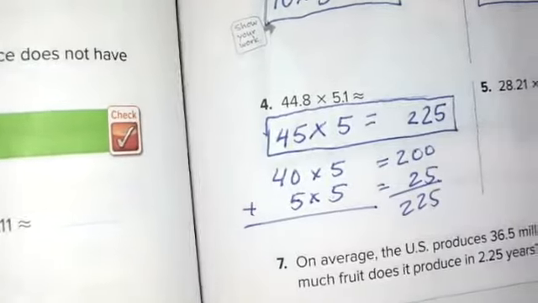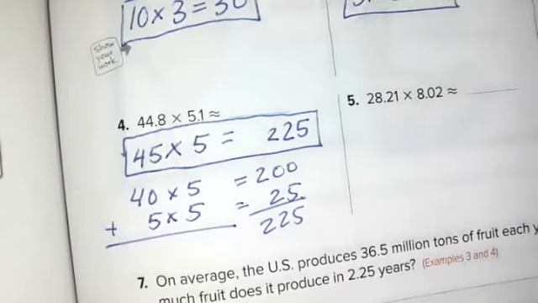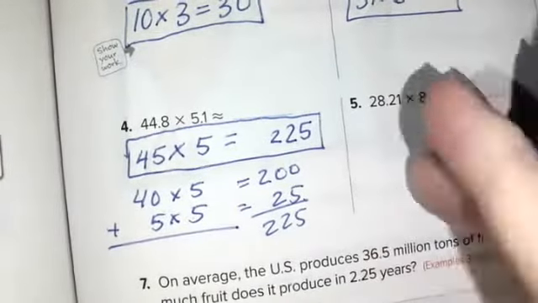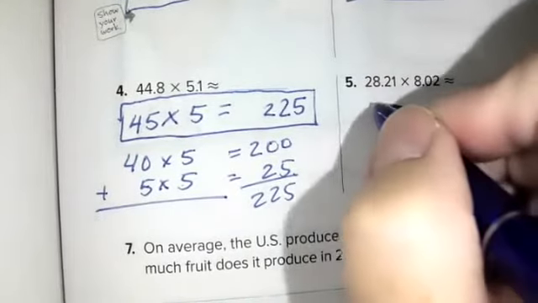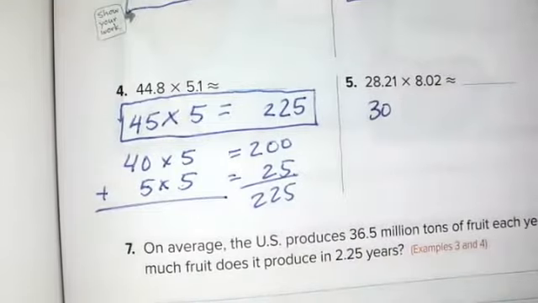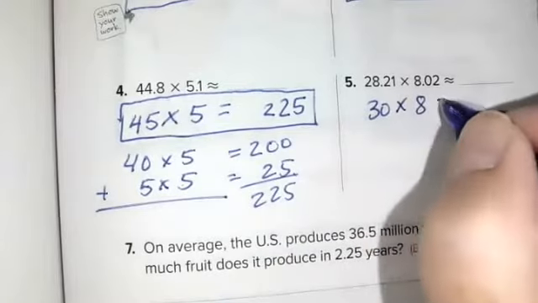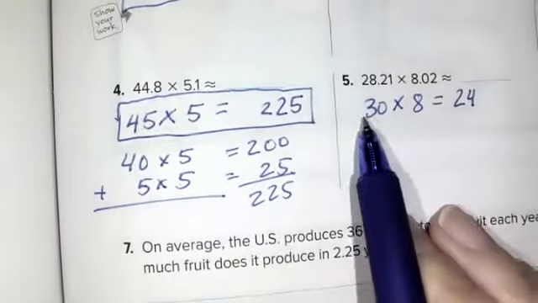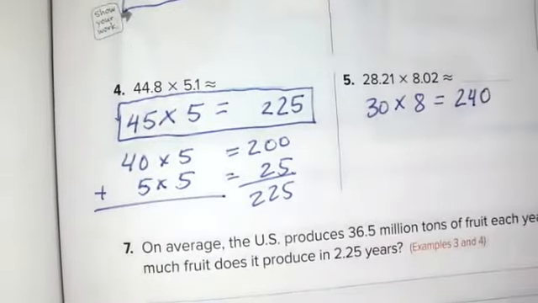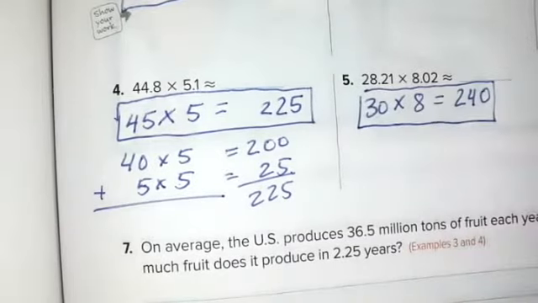Next, number 5, 28.21 times 8.02. That 28.21, if you think of it like money, that would be $28.21. That's very close to $30. I'm going to round that to the nearest tens place. 8.02 is very close to 8. I know 8 times 3 is 24. So 8 times 3 times 10 would be 24 times 10, which would give me 240. Okay? So approximately 240.